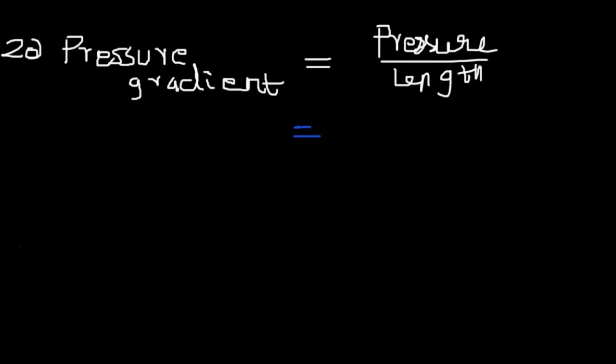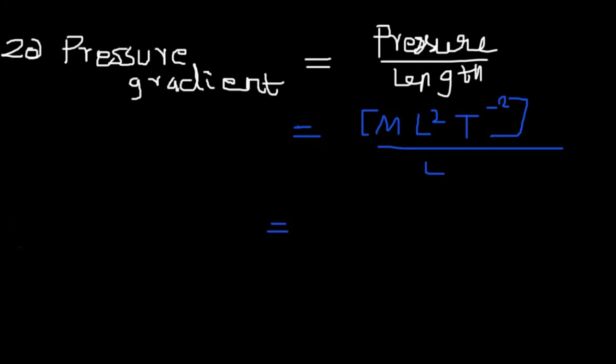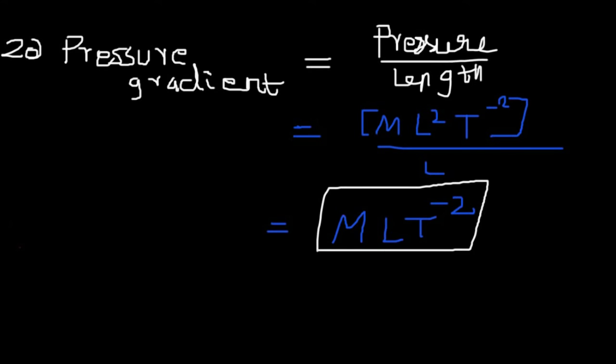The dimensional formula for pressure is M L squared T power minus 2 divided by L. This L is L power 1. If it goes to the numerator, it will become L power minus 1. L power 2 times L power minus 1 gives 2 minus 1, which is 1. So we can write M L T power minus 2 as the dimensional formula for pressure gradient.